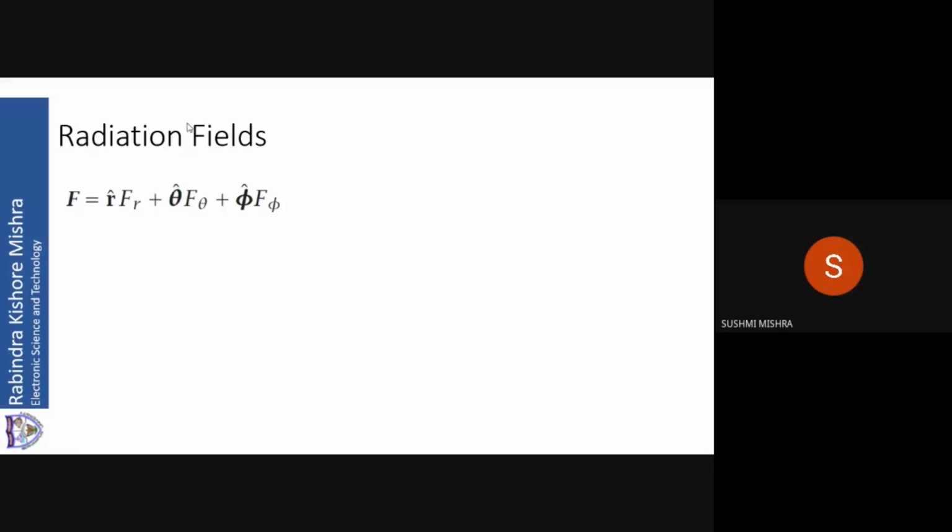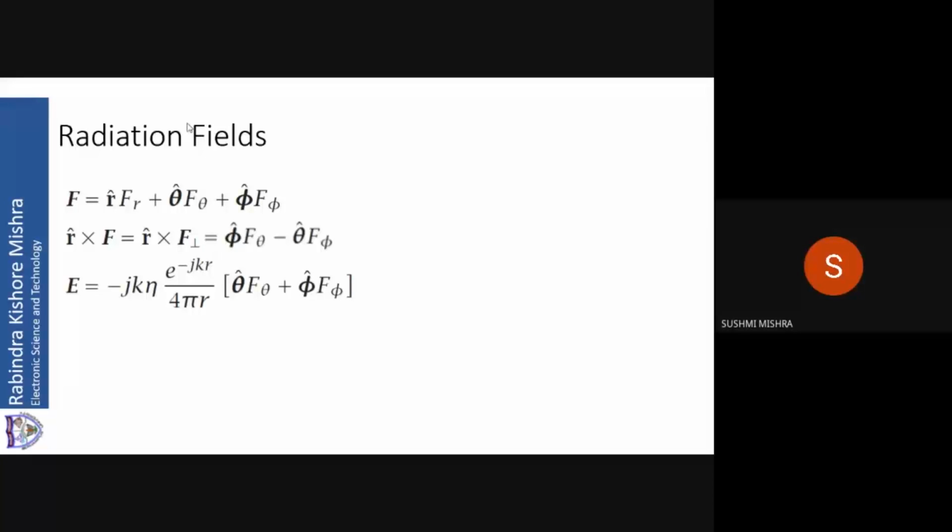Now let me, just for your reference, repeat that expression for F. R cap cross F is equal to R cap cross F perpendicular, because R cap cross R cap is 0. So R cap cross F is equivalent to R cap cross F perpendicular. That is the value that we have seen, phi cap F theta minus theta cap F phi. So ultimately, if I use this, then I will get E as for F.